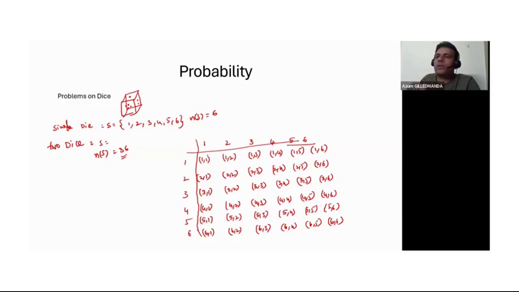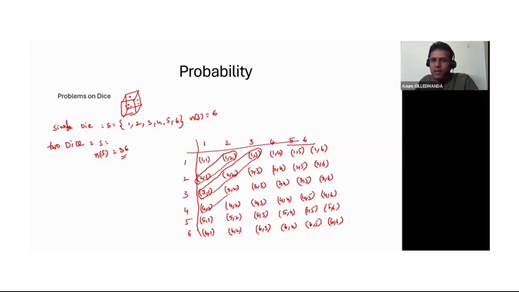They can ask what is the probability of getting a sum of 3 on both the dice. Sum of 3 means what is the possibility? If you see here, these two are the possibilities of getting 3. 2 plus 1 is 3, 1 plus 2 is 3. So 2 by 36. Similarly, if you look at it diagonally, the sums are the same. 3 plus 1 is 4, 2 plus 2 is 4, 1 plus 3 is 4. So the probability of getting a sum of 4 is 3 by 36.